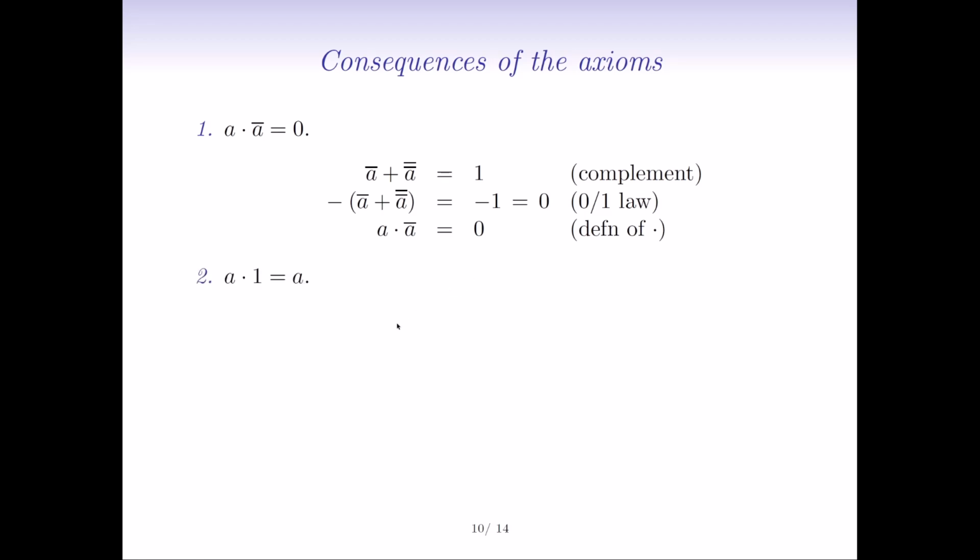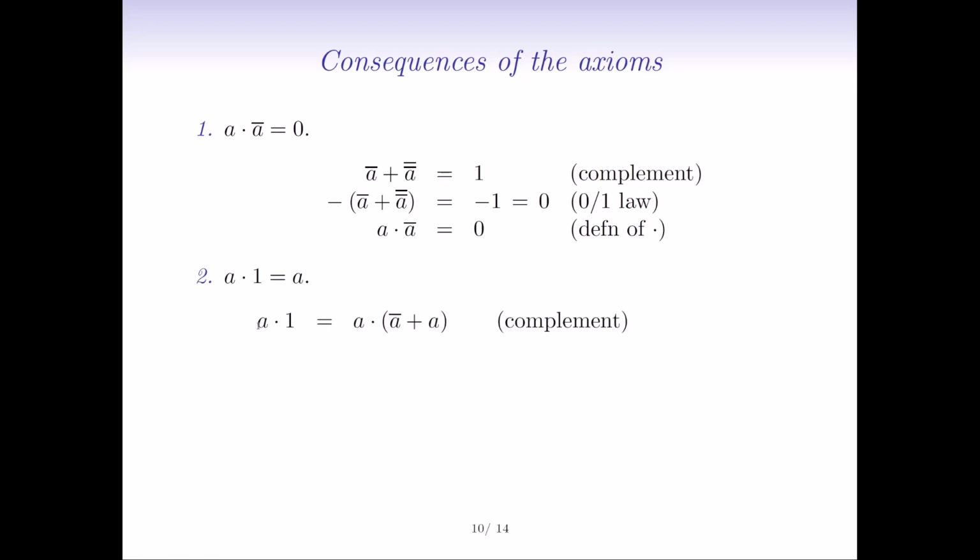Next example, a dot 1 equals a. Now, in propositional logic terms, that just says a and true is equivalent to just a by itself. So this example I think we'll do just by starting at the left-hand side and going all the way over to the right-hand side using our laws.